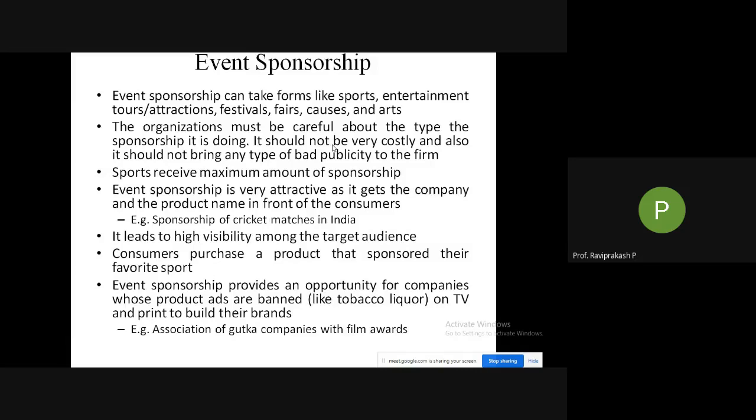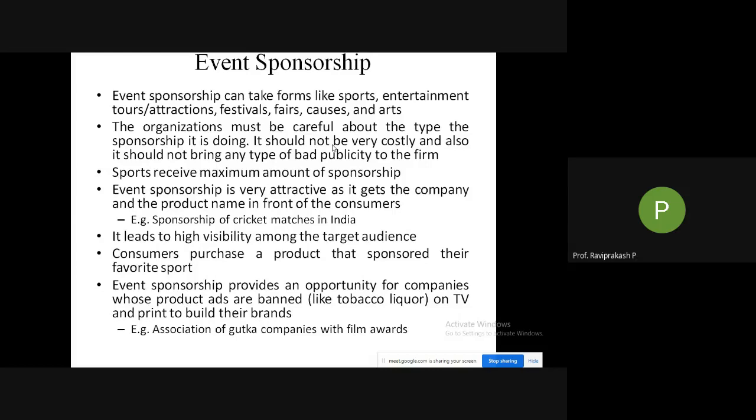Then the organization must be careful about the type of sponsorship it is doing. It should not be very costly, and also it should not bring any type of bad publicity to the firm. Because as a person, even if you are willing to help someone, there is a limit. You cannot do more than that. Companies in general are looking for profits. So they say, okay, where we have less amount to be paid, plus there should be no bad publicity, so they choose that kind of events or things.